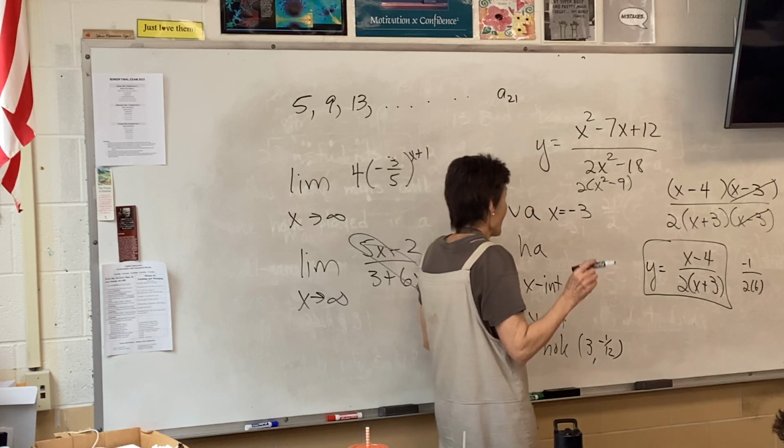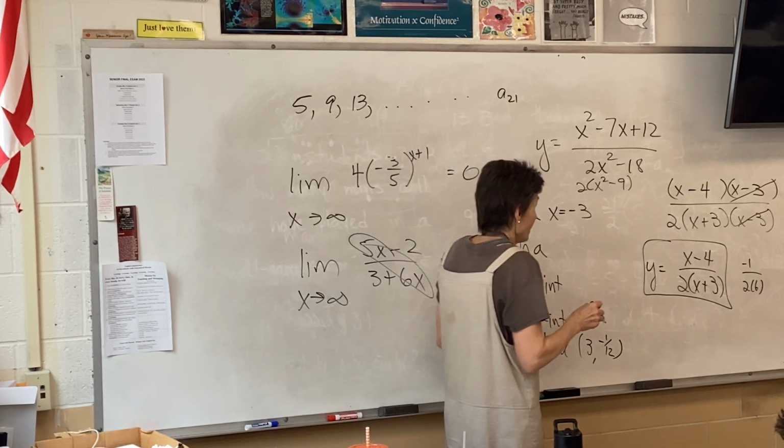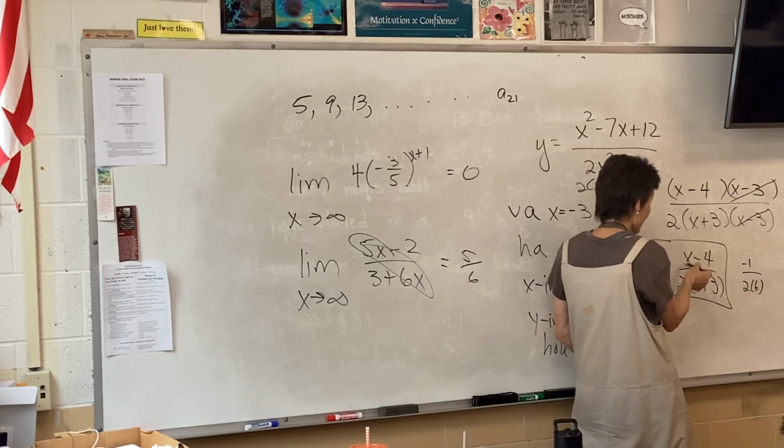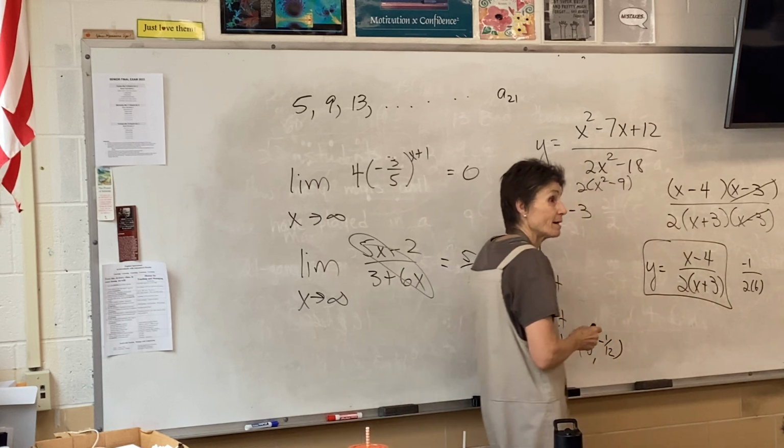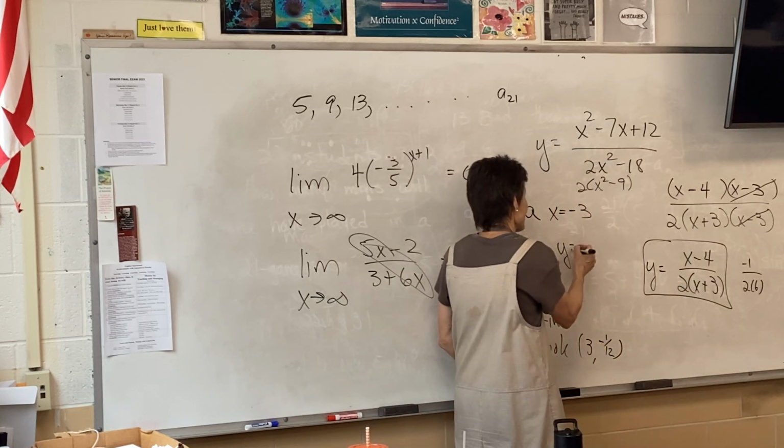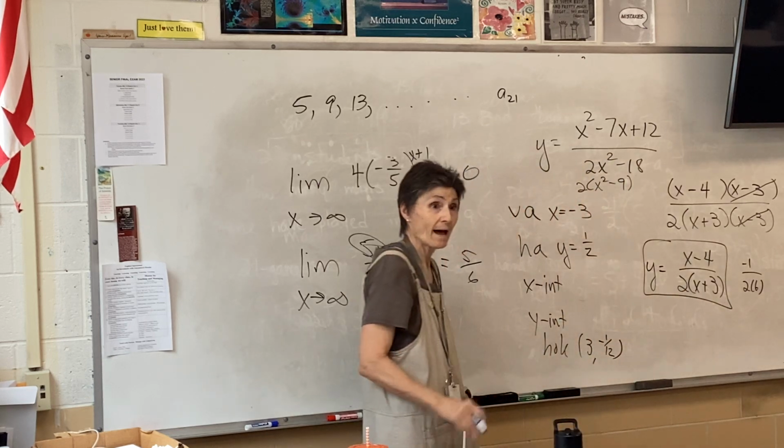Horizontal asymptote, that is the limit. What do I have? I have 1x on the top and 2 x's on the bottom. So my horizontal asymptote is 1/2.